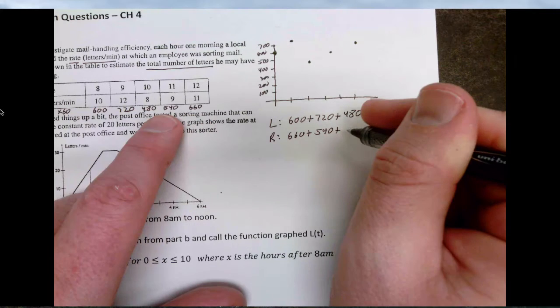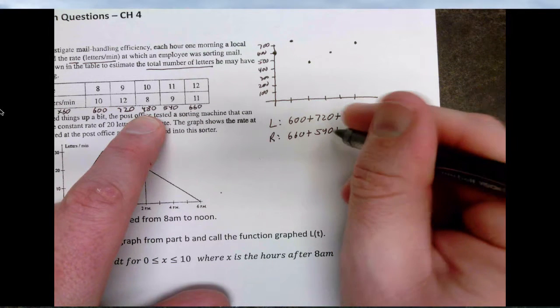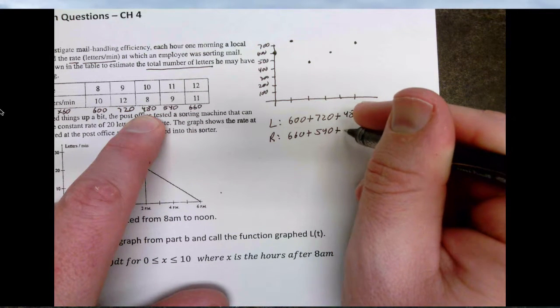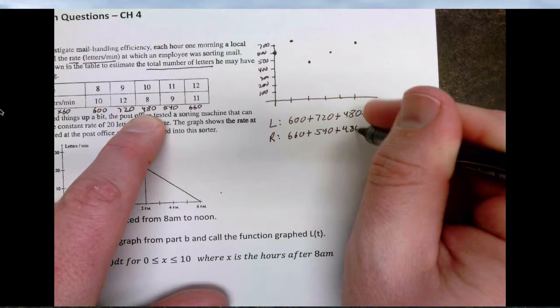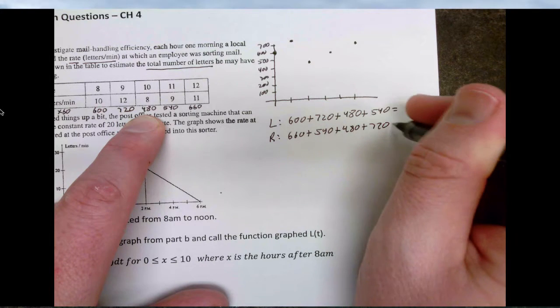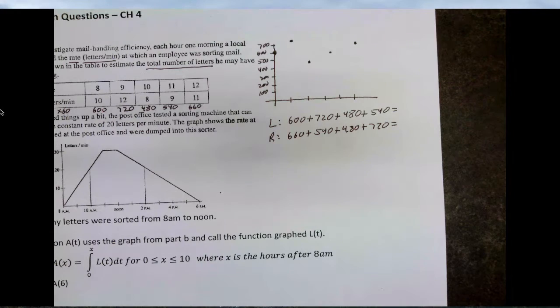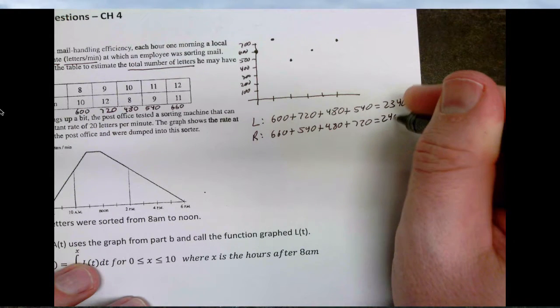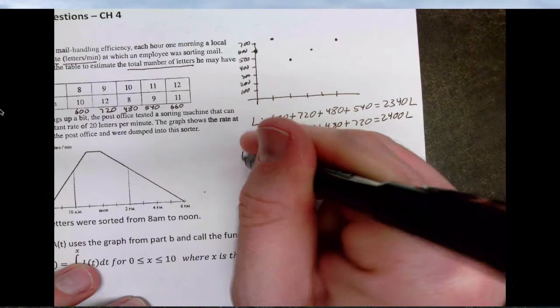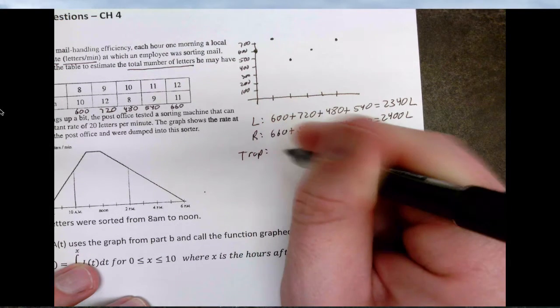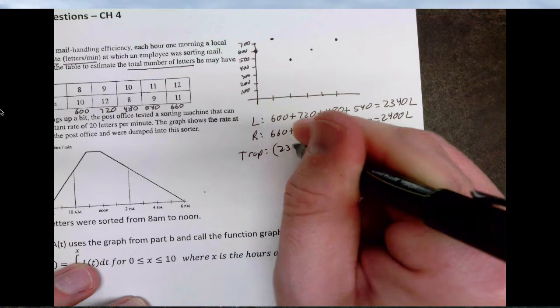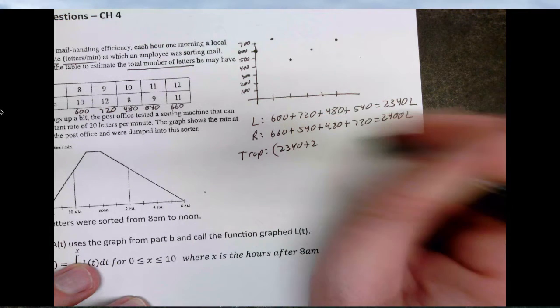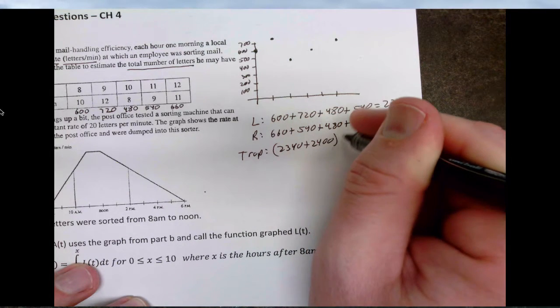Okay, the right rule is going to work backwards and ignore the first value, so 660 plus 540. In each of these cases, the width is 1, so I am multiplying by something. I'm just not writing it down because I'm running out of room. 480 plus 720. All right, so in this case, 600. Okay, if we average them together to give us a trap, okay, so I'm just going to take the 2340 plus the 2400, divide by 2.